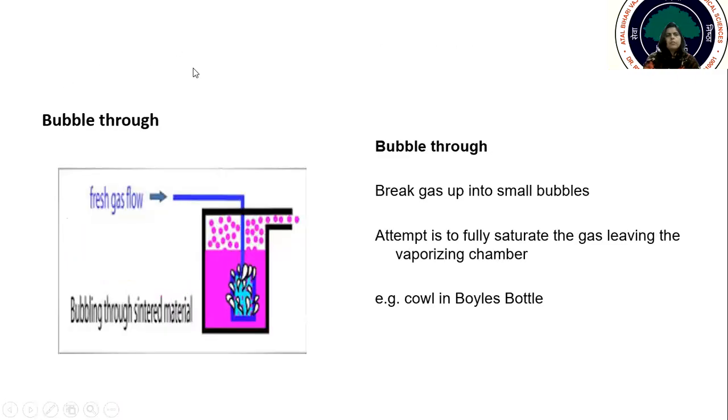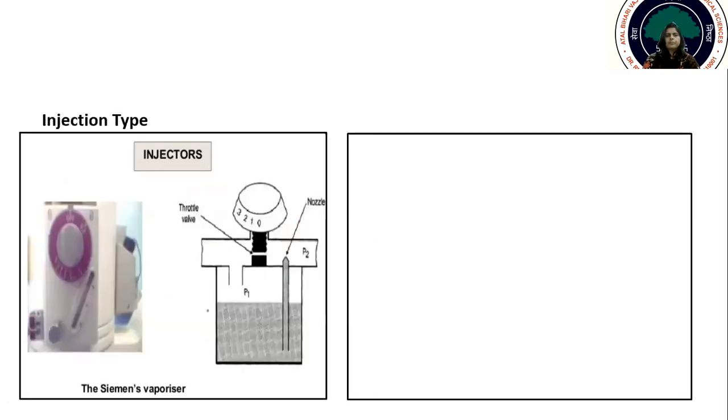Now, what is the bubble through type of vaporization? What happens is that fresh gas flow enters the vaporizing chamber and doesn't flow over; it enters inside the volatile liquid, breaks into bubbles, then gets saturated with the vapor molecules and leaves the common gas outlet. It is done in an attempt to fully saturate the gas leaving the vaporizing chamber. For example, you will see the Boyle's bottle later on. Once the plunger of the Boyle's bottle is fully dropped down, the flow over type of vaporization gets converted into bubble through type of vaporization.